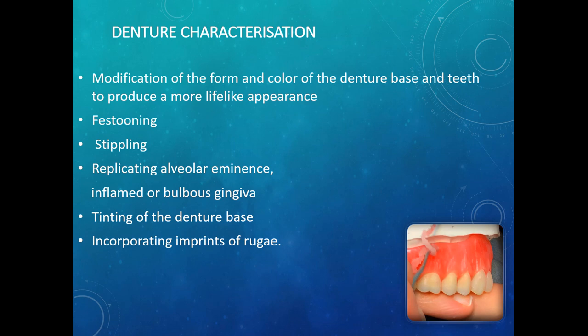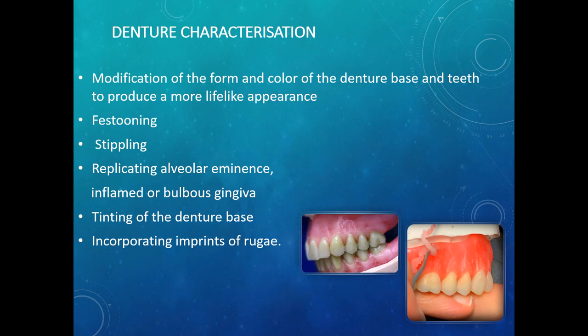And again, stippling, which is an orange peel appearance that is seen in the attached gingiva, is due to the microscopic elevations and depressions of the connective tissue. And stippling can be replicated by different techniques, that is the toothbrush technique, offset burr technique, blow wax technique, and it can also be done with the help of a sponge.